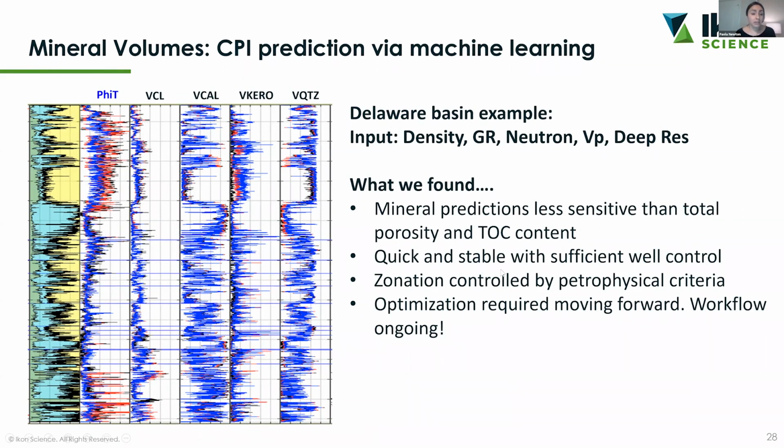The predictions were quick and stable for a lot of wells, but we needed the caveat here, as with any of these techniques, that we needed to have enough well control. Dissonation was important, but guess what? It was controlled entirely by the petrophysical criteria. I mean, rocks are rocks, but they are complex. So we need to make sure that this information that we know from the very beginning of the life of the well is transmitted to the geophysical and rock physics community. Optimization is required moving forward for this particular example. And again, don't take it as a ground truth. For this case, it's ongoing.